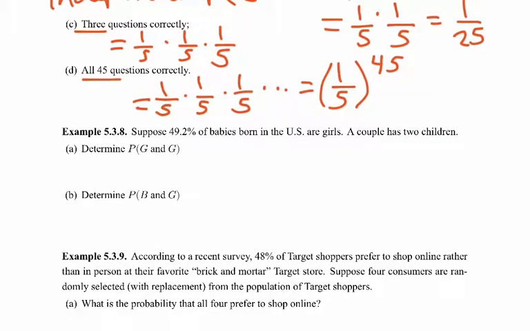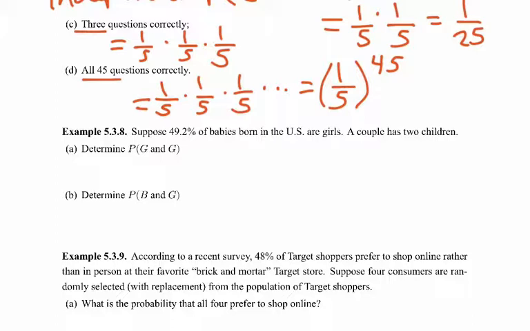Suppose that 49.2% of babies born in the U.S. are girls. A couple has 2 children. I want to make a quick comment. This would be an empirical probability. Theoretically, half of the babies born should be girls and half should be boys. But if I were to gather all of the data, which would be tough to do, let's say I took a sample and 49.2% of the babies in my sample were girls. That would indicate that it's an empirical probability because it's based on my observation. But let's just go ahead and go with the 49.2%.